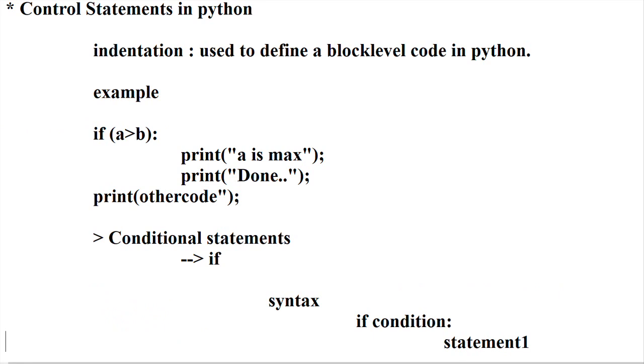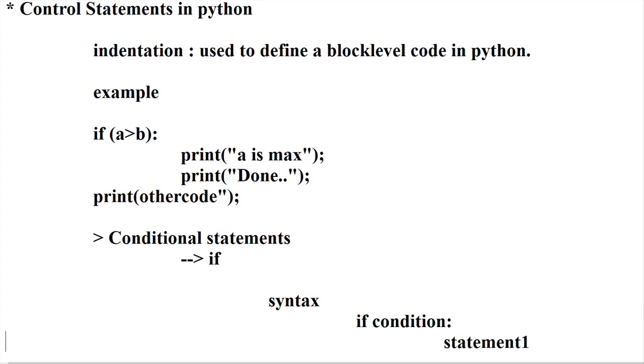The last basic topic is control statements in Python. Control statements enable us to specify the flow of program control, that is the order in which the instructions in a program must be executed. Here indentation is used to define block-level code in Python. A block is a combination of all these statements. A block can be regarded as a grouping of statements for a specific purpose. One of the distinctive features of Python is its use of indentation to highlight the blocks of code. Whitespace is used for indentation in Python.